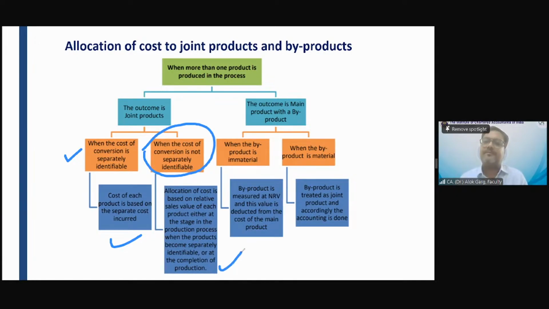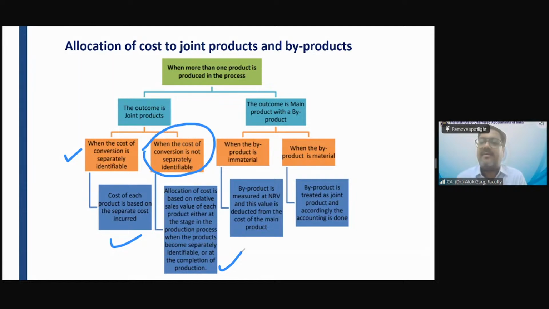For example, the total cost of extracting petrol and diesel comes out at rupees 10 lakh. The sales price of petrol is 100 rupees per unit. Sales price of diesel is 80 rupees per unit. And the total petrol which was extracted is, let's say, 1 lakh liter. Sale price is 100 rupees per liter, 1 lakh liter total. So what is the total sales value of that petrol?